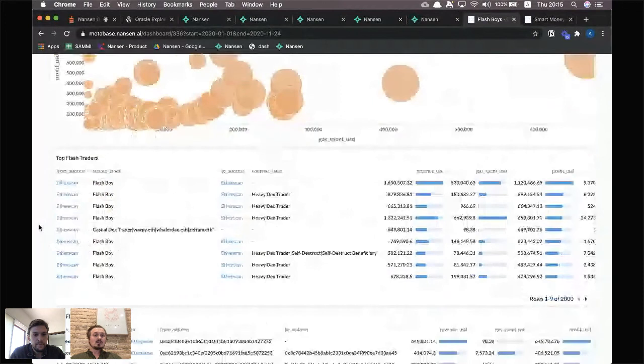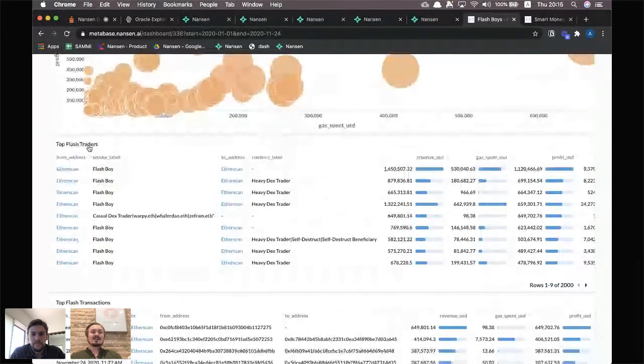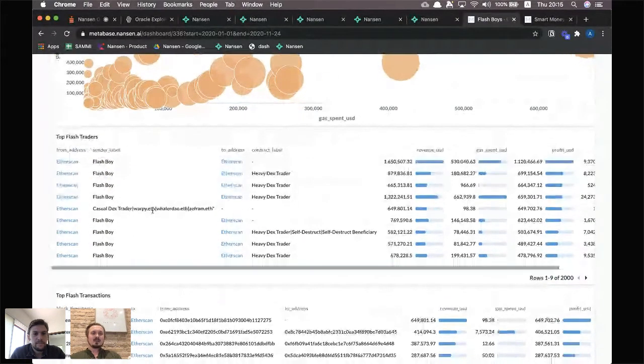You can also see a ranking of the top flash traders. And this one is kind of funny because they've got an actual ENS name.